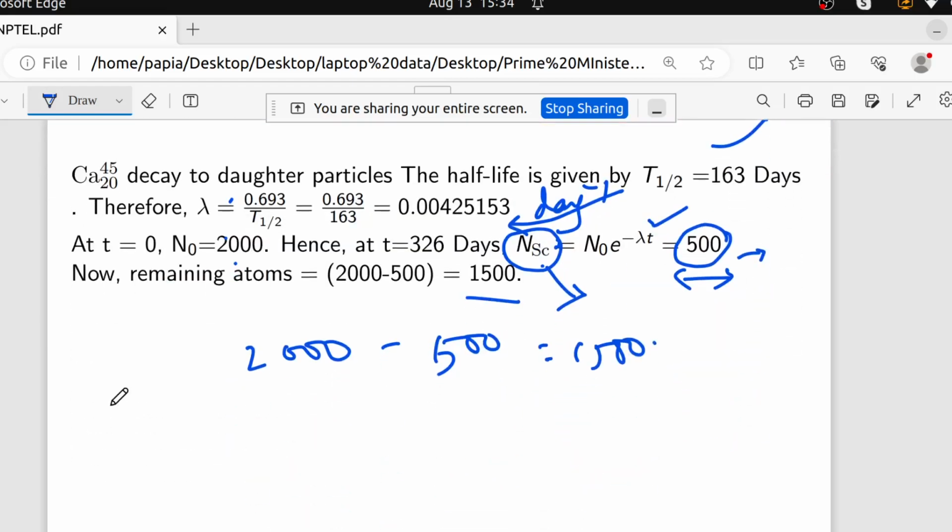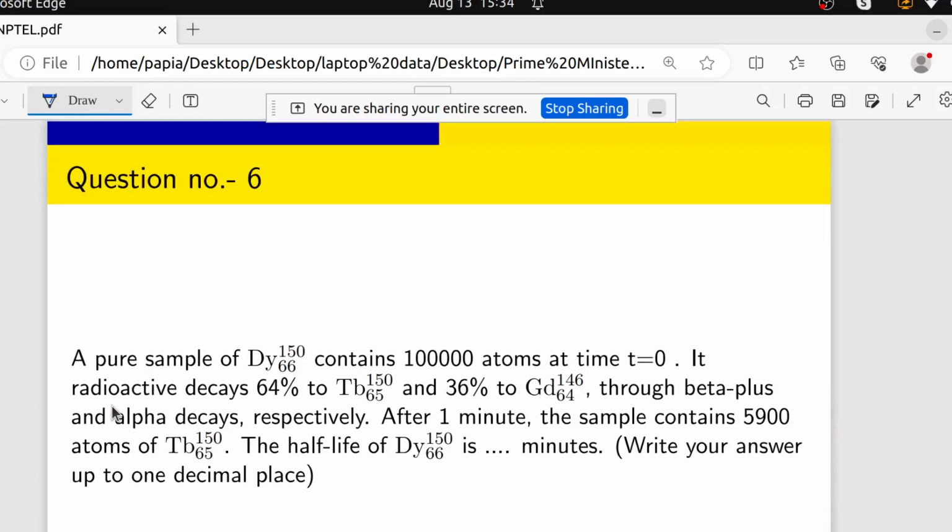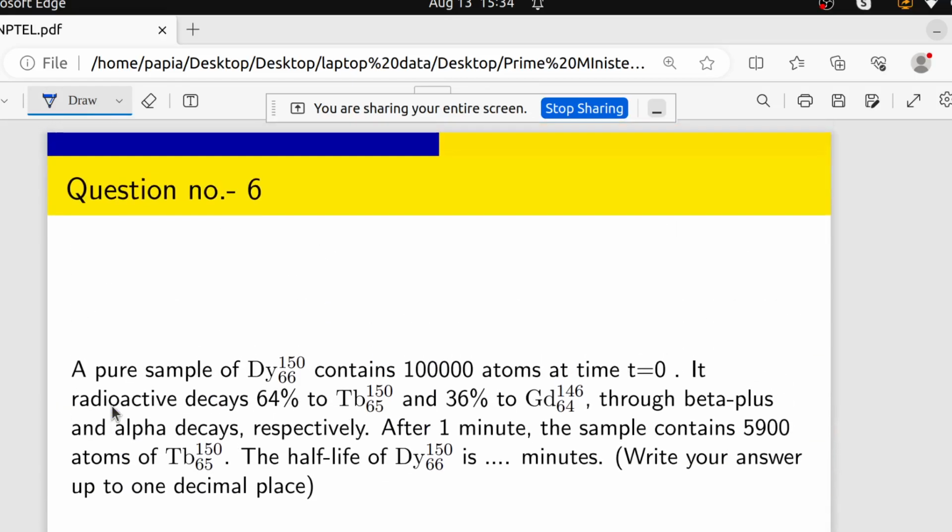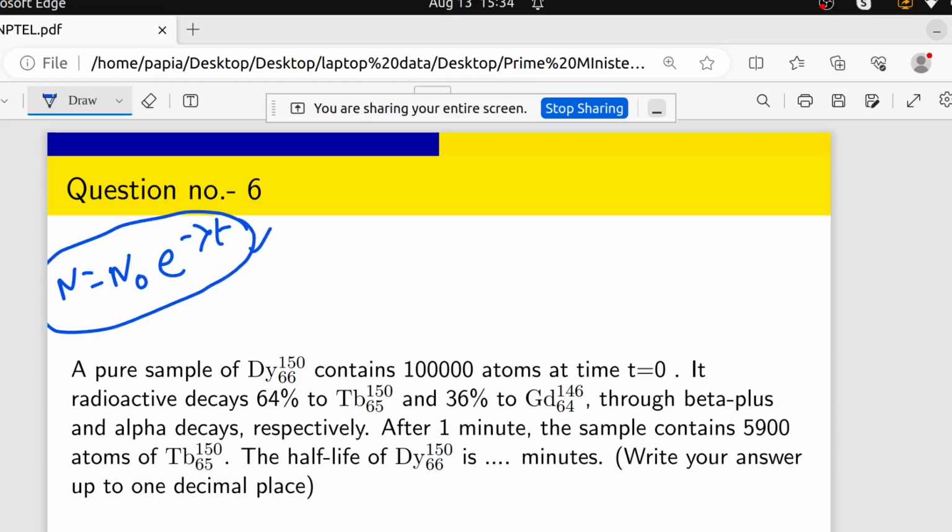Now coming to the next question. Yeah, the next question is a little bit tricky, so look at the question carefully. It is showing a pure sample of Dy. First of all, I want to write the expression N equals N0 e to the power minus lambda t. This is the one and only expression for the radioactive element chapter. If you understand that one properly, then all the questions will be answered.